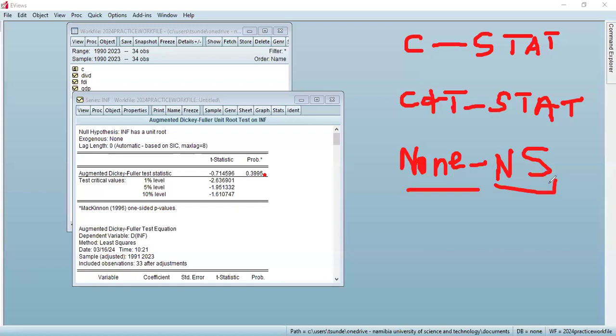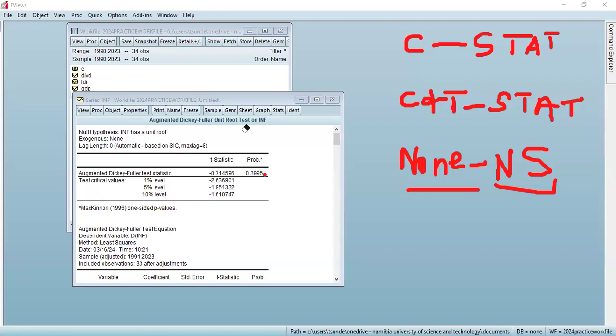You go with the majority. If two of the tests were saying the variable is non-stationary, and one was saying the variable is stationary, then you would conclude that the variable is non-stationary. I hope I'm making myself clear, because I may not be able to repeat this again, so get it right. If that is clear, let's proceed. So let's do the third test.